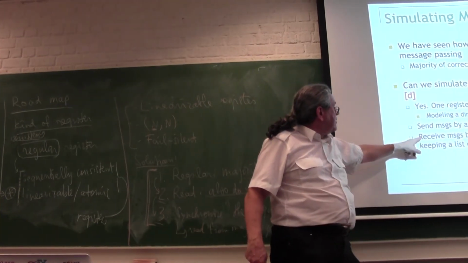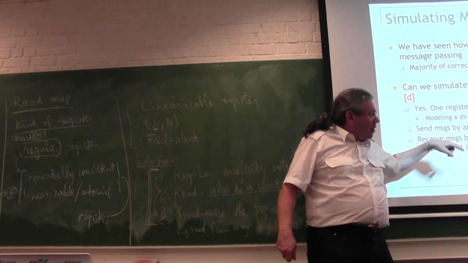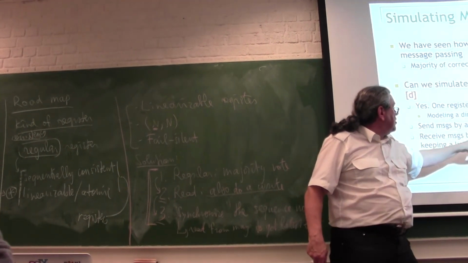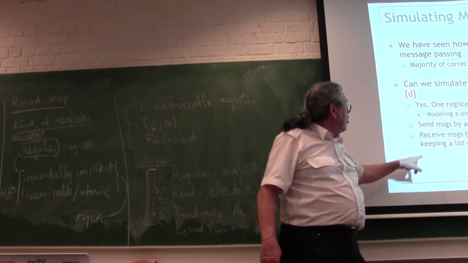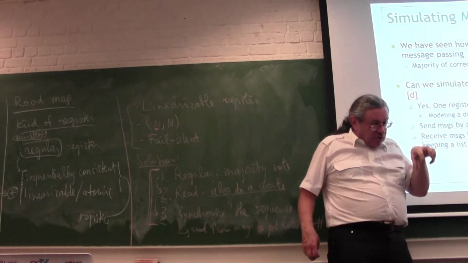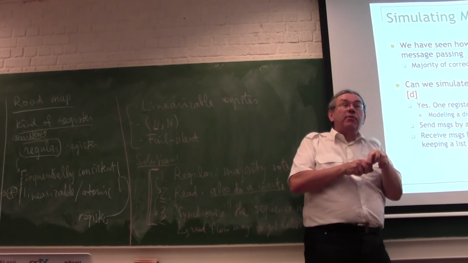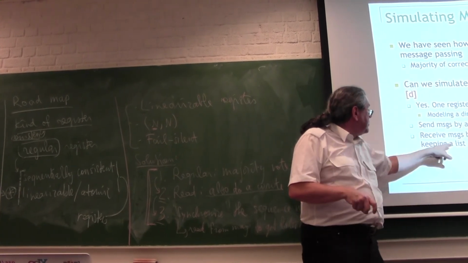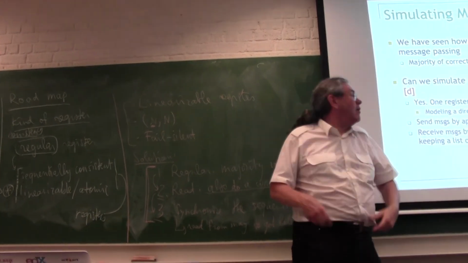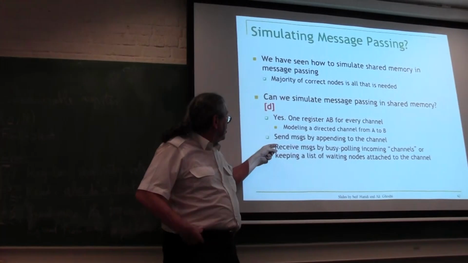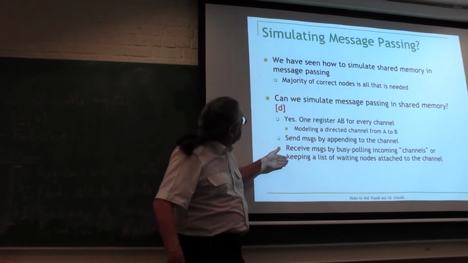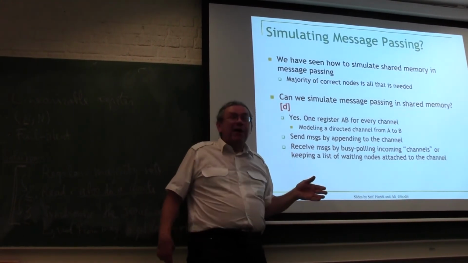You can receive messages. You either check whether there's a message in the channel, or when the message is there, it tells you which node is waiting for it. So that means that you know which node you have to execute whenever the message comes. So you basically implement message passing in shared memory.